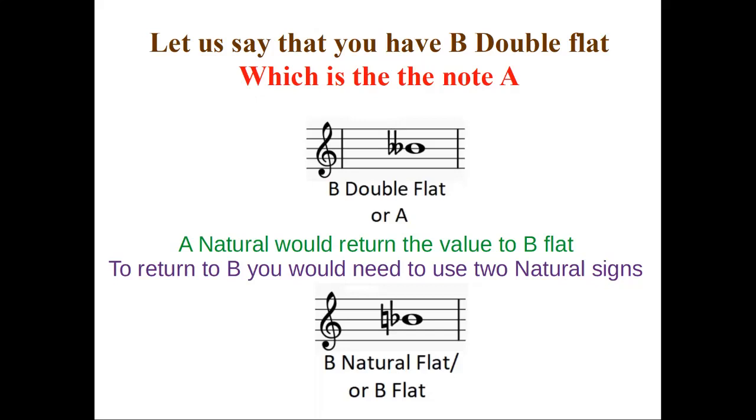A natural would return the value to B flat. If you look at how that's written, it's the natural with the B flat on the B. So that is the black note between A and B: B natural flat, or B flat. It's the same note as B flat. Now, if you wanted to return the value to B, you'd have to have two natural signs to bring it all the way back to B. So a natural sign takes just one flat or one sharp at a time.